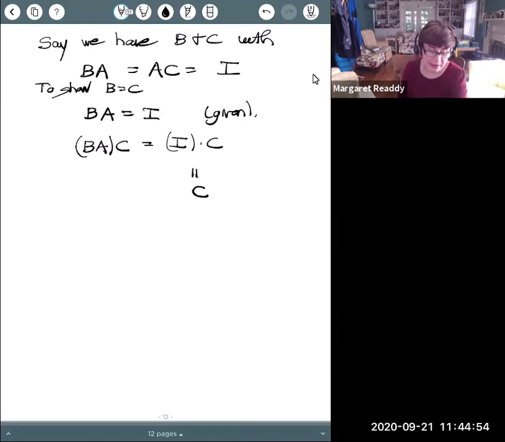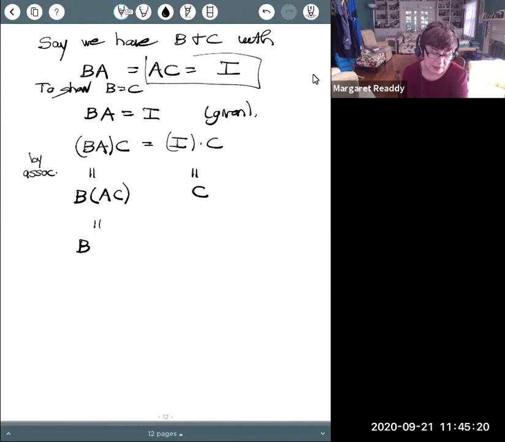And then on the left-hand side, I'm going to use associativity. By associativity, I can rewrite this as the matrix B times AC. So I haven't really done very much. But now here's the key step. We're told at the beginning that C is a right inverse. So I actually know here that A times C is the identity. So this is B times I, the identity. But any matrix times the identity is B. So we've actually shown that B and C are the same.